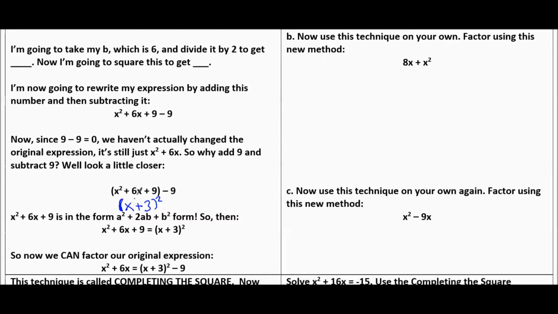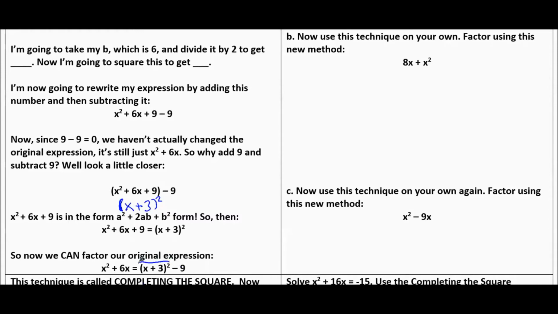Well, we then check the middle term, 6x, which is the 2ab term. So x squared, a squared, right? So x, which is the a squared, x squared, b squared, that's 3 squared, which is 9. Then the 2ab, 2 times x is 2x times 3 is 6x. Yep, this factors. X squared plus 6x plus 9 factors to quantity x plus 3 squared. So now we can factor our original expression. X squared plus 6x is actually quantity x plus 3 squared minus 9.